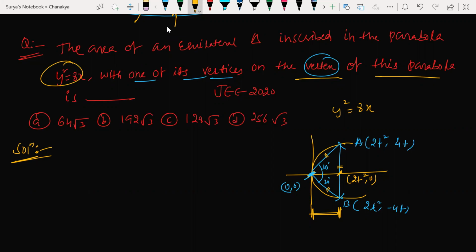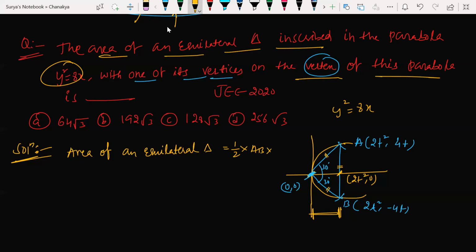We need to find out the area of an equilateral triangle. What is the area of the equilateral triangle? Half into base. What is the base? AB is my base. What is the height here? OP. If I take any point, that is any point, OP, that is my height for the area of the equilateral triangle. Am I correct?